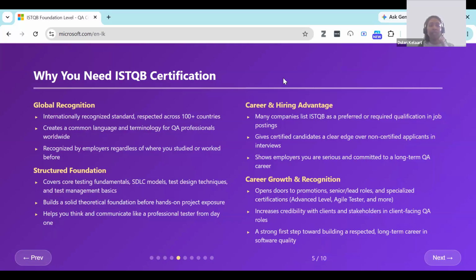So once you clear these foundational level exams, suppose you want to go to the specializations path, for example, automation, performance testing, security testing, AI testing or mobile testing, whatever that is, you can clear the other paths as well, because in order to complete any of the other examinations, you have to start from the foundation.